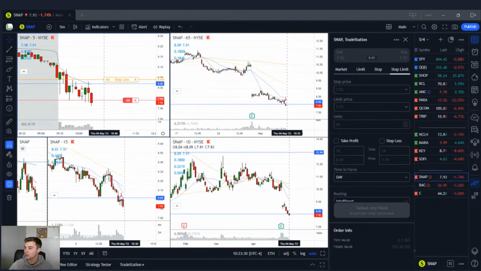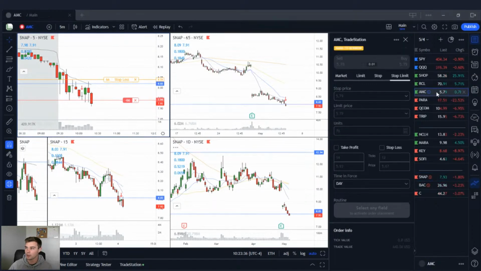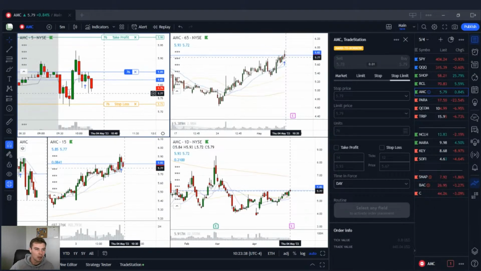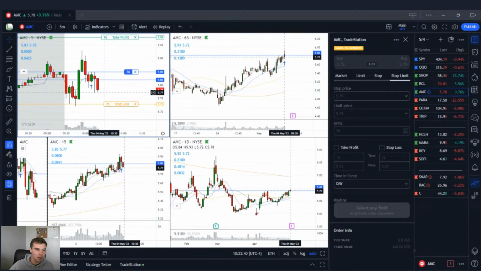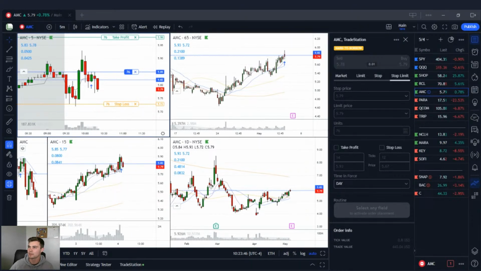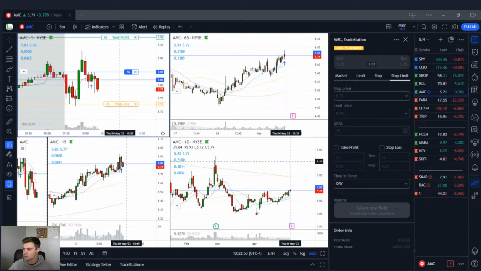Markets are looking weak though, so that's doing good stuff for the short trades. AMC's still holding up pretty well though, considering. If it breaks this pivot here, not a little bit, it's going to be concerning, but as long as it holds that, should be all right. As long as it holds that, should be pretty solid there.